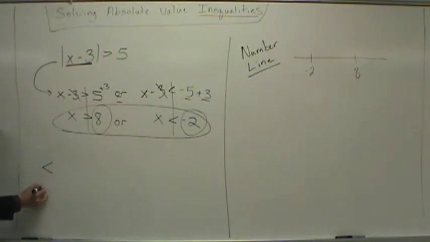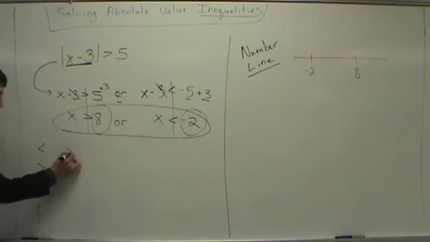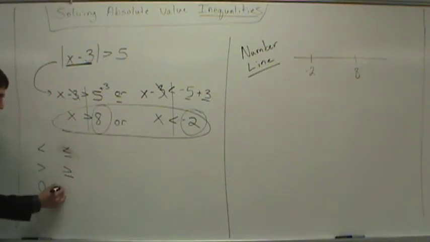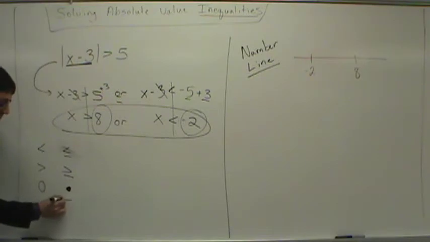Okay, less than, greater than is open. Here, let me do this. Less than, greater than is open, which is parenthesis. Less than or equal to, greater than or equal to is closed, and this is bracket.